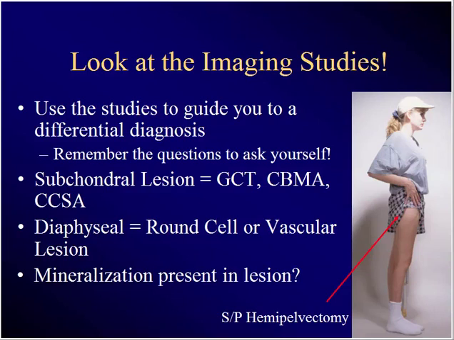Then, after you've read the question carefully, look at the imaging studies. Use the studies to guide you to differential diagnosis. Remember the questions ask yourself: where is the lesion? What's it doing to bone? Is it big or small? Subchondral lesions we already talked about. There's the limited differential. A diaphyseal lesion might be a round cell lesion or vascular lesion. Is there mineralization present? Use all those things from your radiograph that we've talked about to guide you towards a reasonable differential diagnosis that fits with the description that's been given to you.